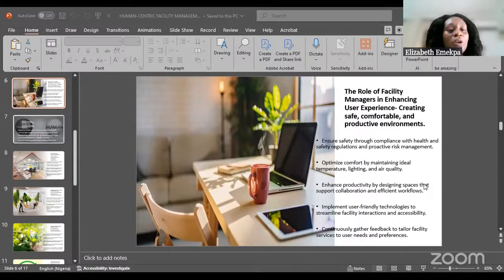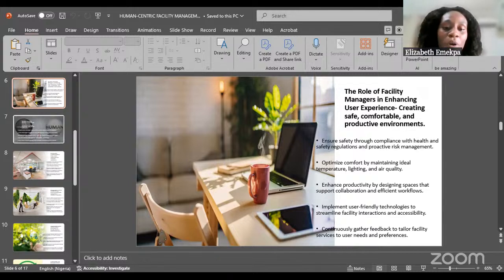Enhance productivity by designing space that supports collaboration and effective workplace. If it's in a work environment, just ensure that everywhere is comfortable. If you are comfortable with it, every other person should be comfortable with it.